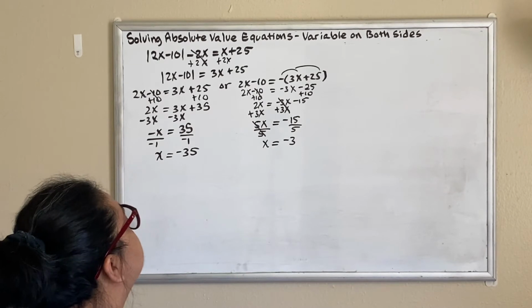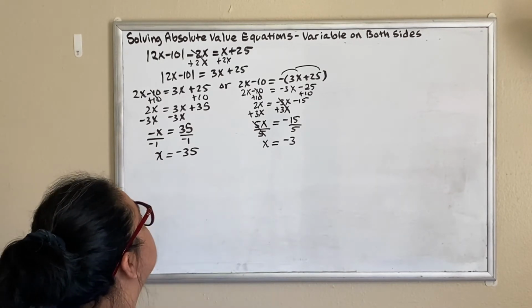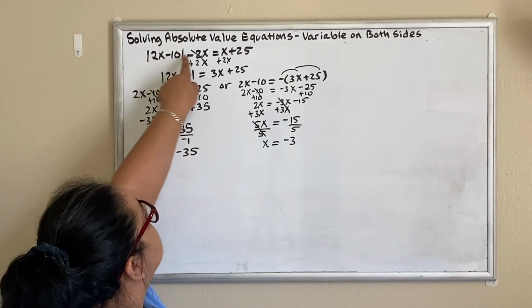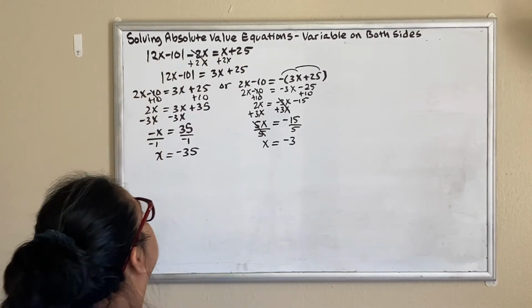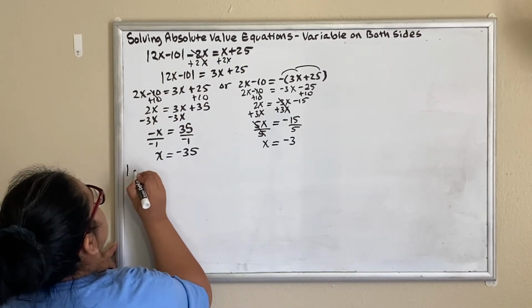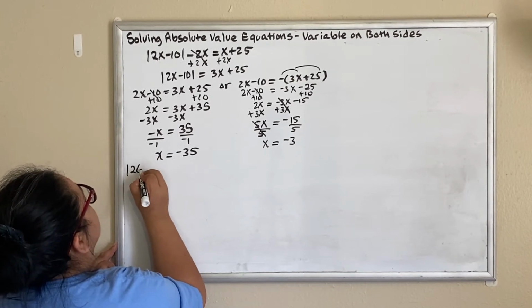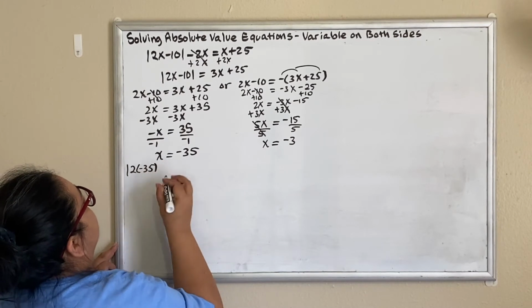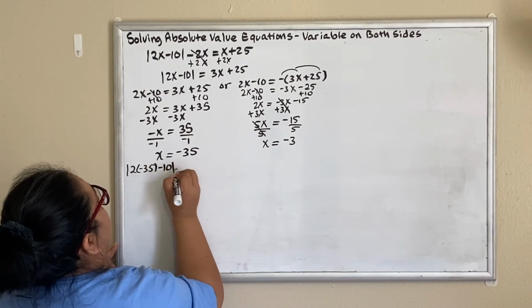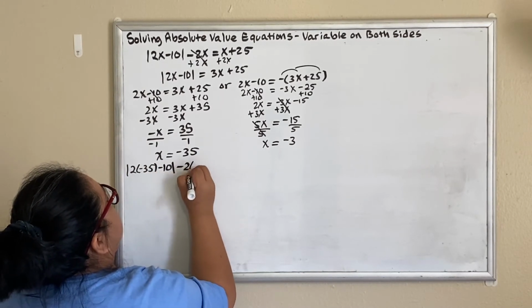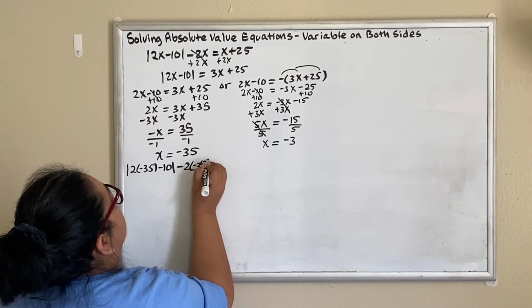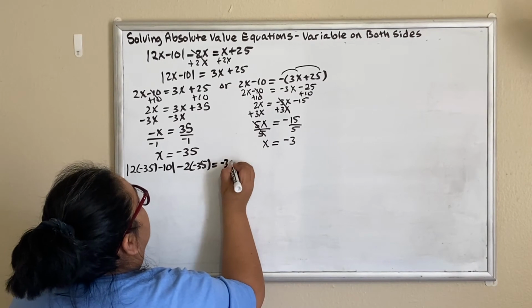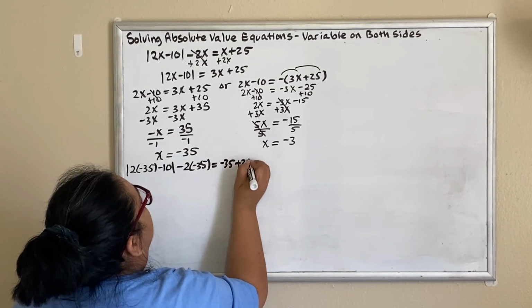So now we have two solutions that we need to check. So I'm going to start with this first one. I'm going to plug this back into our original statement. So that's going to be the absolute value of 2 times -35, because it's 2x, x is -35, minus 10, close the absolute value, minus 2 times -35 equals x plus 25, so -35 plus 25, okay?